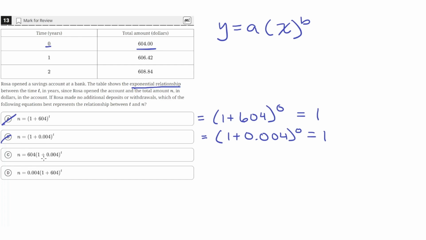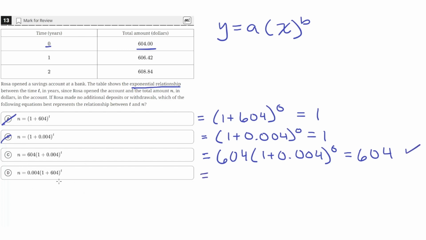Okay, so for answer choice C, when we plug in t equals 0, we get 604 times (1 plus 0.004) raised to the 0th power. And this quantity right here, 1 raised to the 0th power, will just be 1, and then 1 times 604 is just equal to 604. So that's correct. So C is potentially a correct answer.